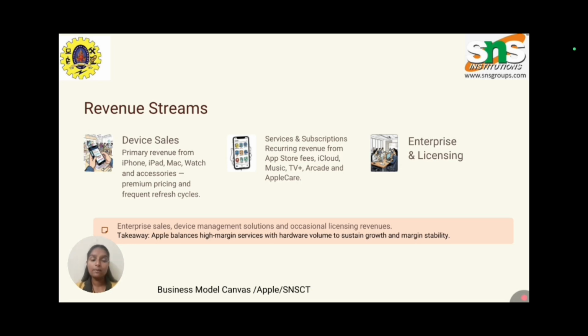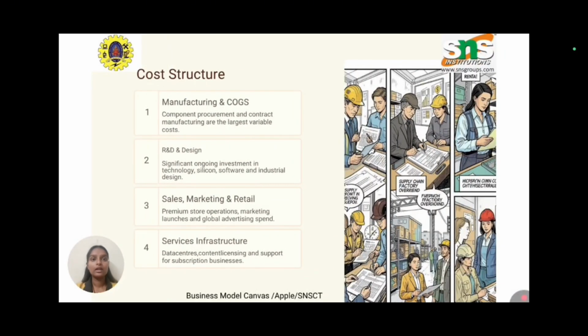Next, enterprise and licensing. They ensure that there are no copyright issues, and if there are, they have to pay for it. The enterprise sales and device management solutions and occupation licensing revenues. From this, we could understand that Apple balances high margin services with hardware volume to sustain growth and margin stability. Next, we have cost structure.